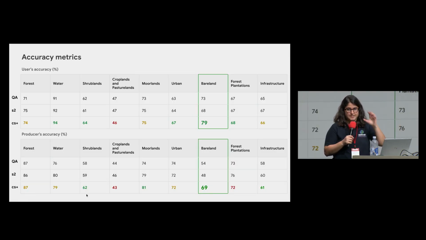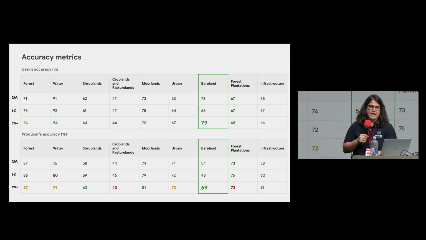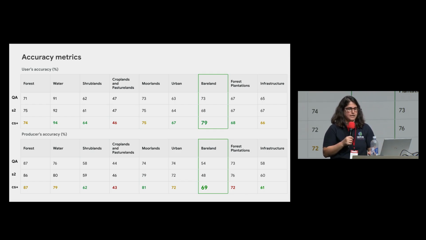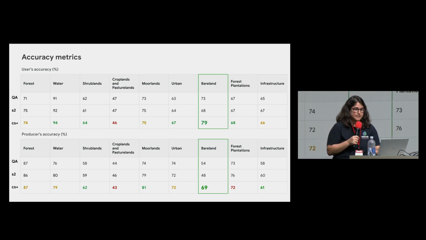When looking at specific classes, so producer's and user's accuracy for specific classes, we also had some interesting improvements. What you see here is a table. It's very busy, but it is the accuracy in percentage for each class using the different Sentinel-2 outputs. To focus here, the red color is where Cloud Score Plus performed worse than the other two products. In yellow, it performed better than at least one of the two outputs. And in green, it performed better than both the other two outputs. And we have more green than yellow and red, you can count to see.